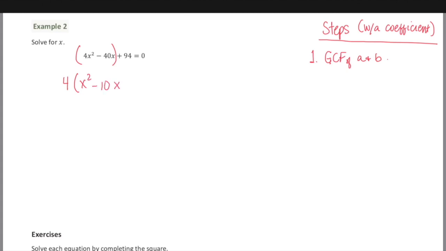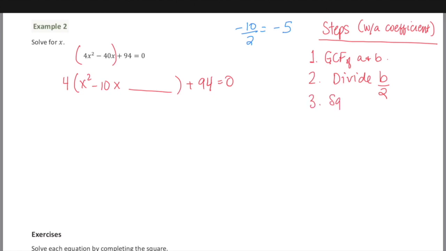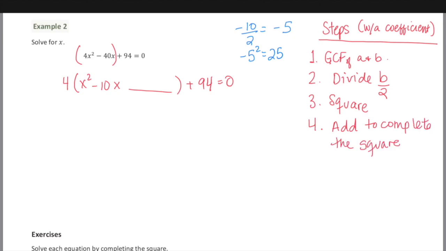I'm going to factor out the 4, and then I'm going to leave some space in there for my third number. My second step is to divide b by 2. So now that I've pulled out this 4, I'm going to divide the negative 10 by 2 and get a negative 5. Then I'm going to square it, so that I can complete the square. And that is the missing number in my trinomial inside the parentheses. So I'm going to add it so that I can technically complete the square.